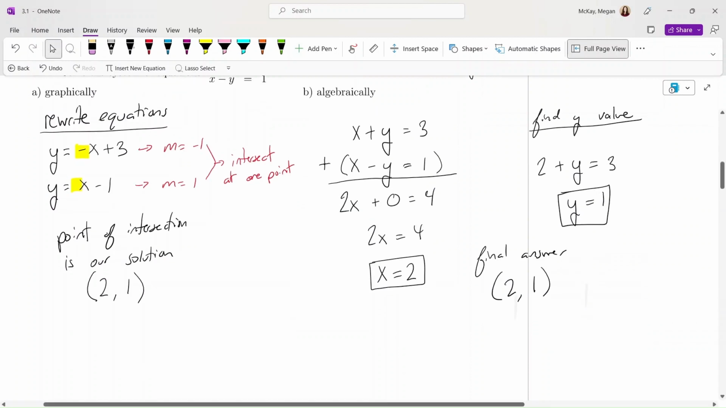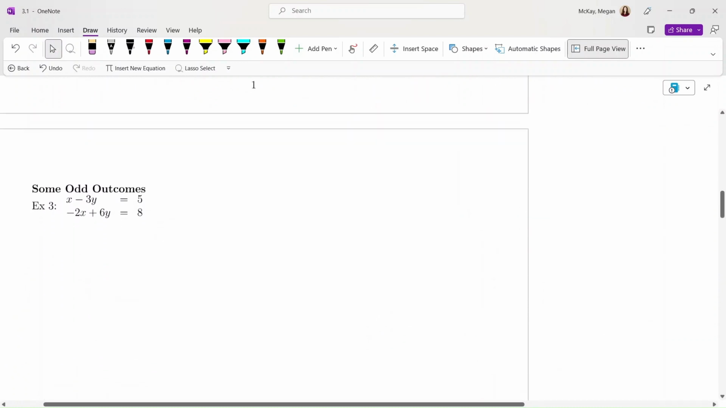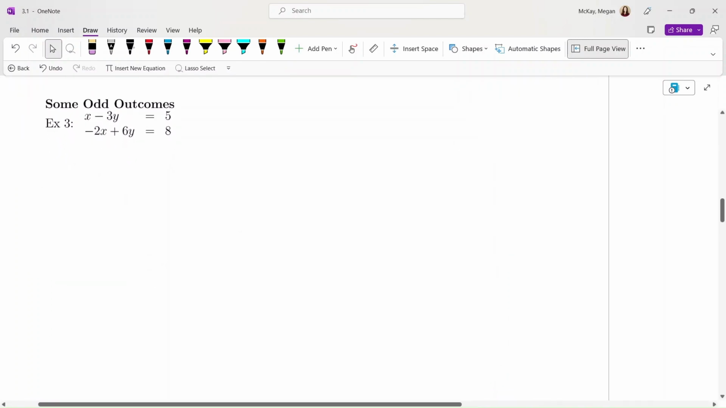Alright, let's take a look at some odd outcomes. We've seen infinite solutions. We've seen finding one exact solution. Alright, what else could there possibly be? Let's look at this system of equations. X minus 3y is equal to 5, and negative 2x plus 6y is equal to 8.